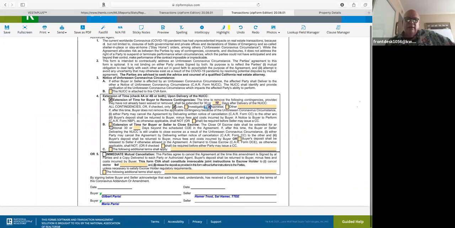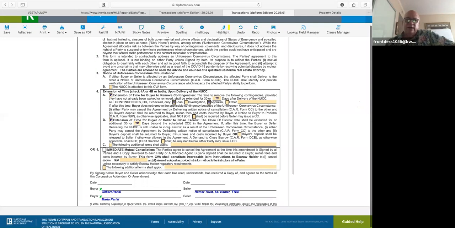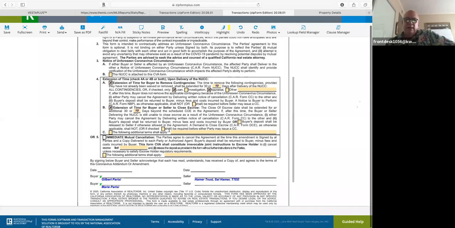And then this clause 4B is extension of time for buyer and seller to close escrow. So this is helpful for both if they have an issue, and it's got to be related to COVID. And so a loan extension or appraisal extension is definitely a COVID issue because lenders just aren't fully staffed. So that could be a COVID issue. Then this clause, we're asking to extend it for 10 days.